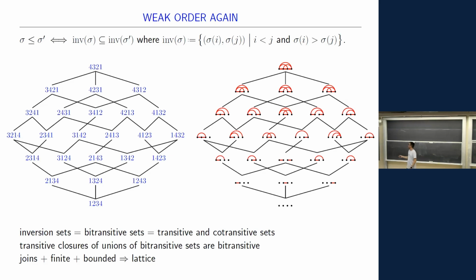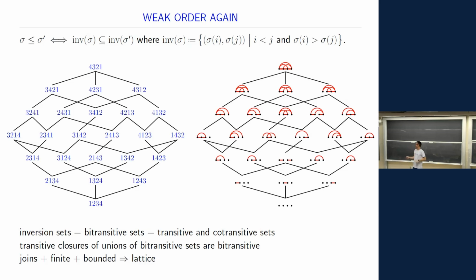And now, instead of thinking about permutations, you can try to think about inversion sets and understand why these inversion sets form a lattice. So first thing that you do, you try to understand what are inversion sets. And these are precisely transitive and co-transitive sets, or some people would say biclosed sets.